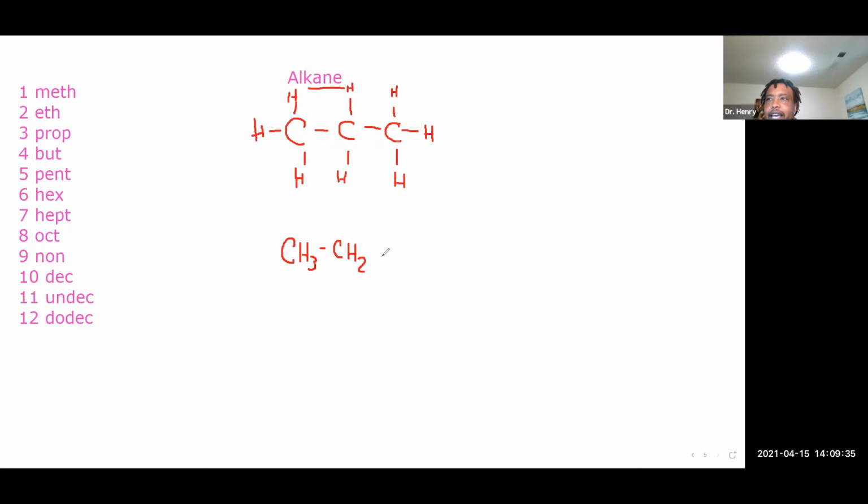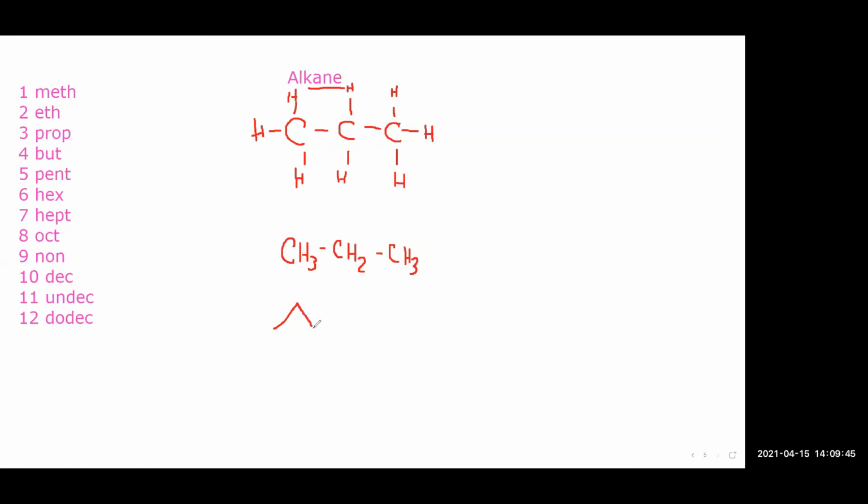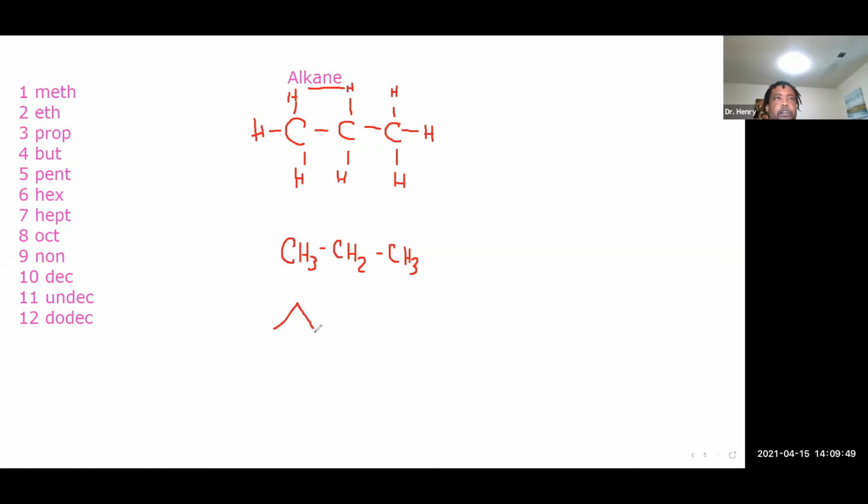Or we can write it out as a skeletal structure. Okay, so here each point represents the carbon. Now, since you put enough carbons to satisfy the octet rule, we know that carbon could have 4 bonds, right? So that's 1, 2, 3, 4.